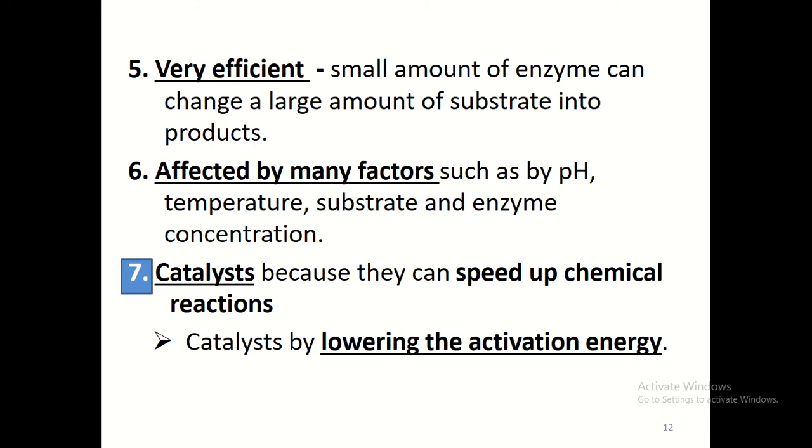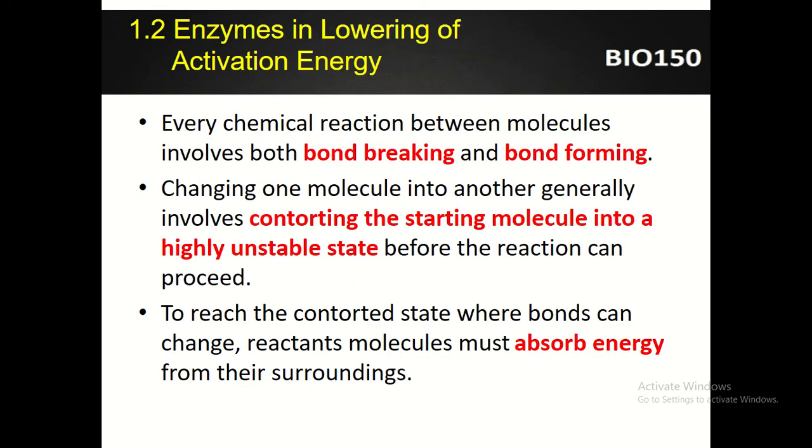Last is that enzymes are known as catalysts. Why are they known as catalysts? Because they can speed up the chemical reaction by helping to lower the activation energy of the chemical reaction. So how does the catalyst lower the activation energy? You have to remember every chemical reaction between molecules involves both a bond breaking process and also a bond forming process. So changing one molecule into another generally involves contorting.